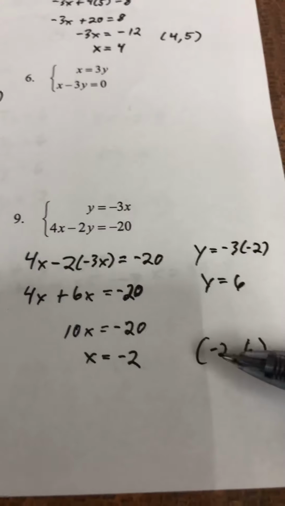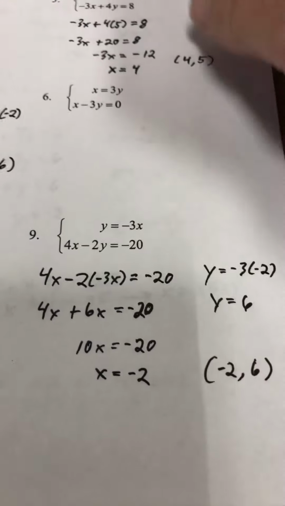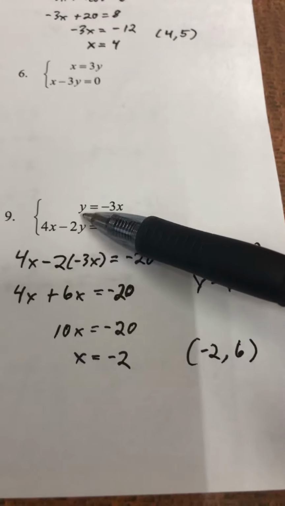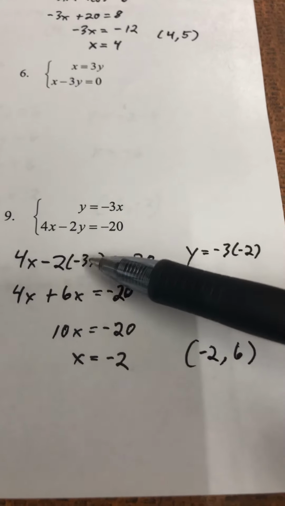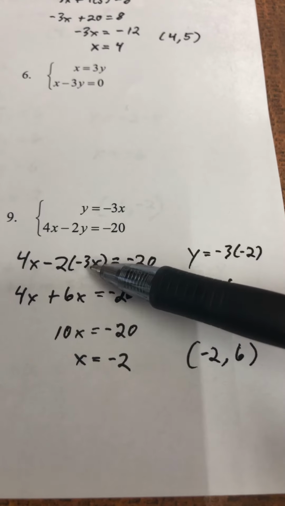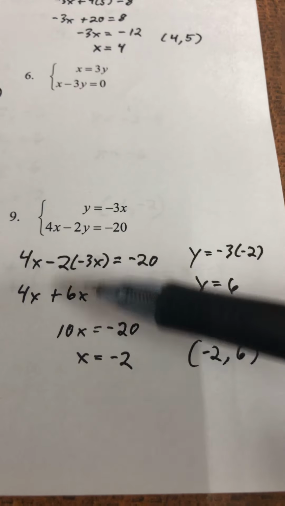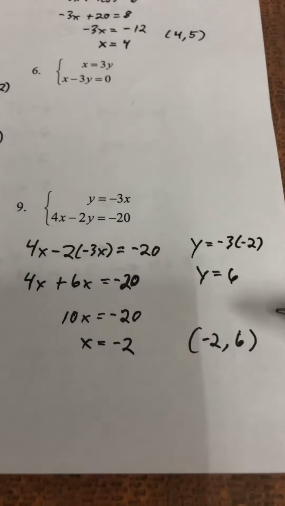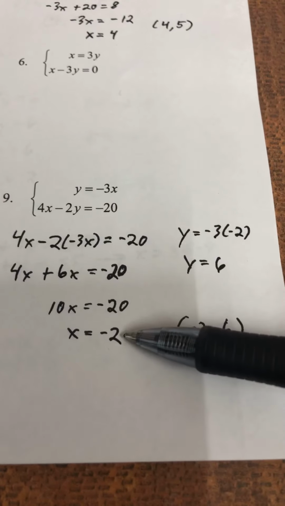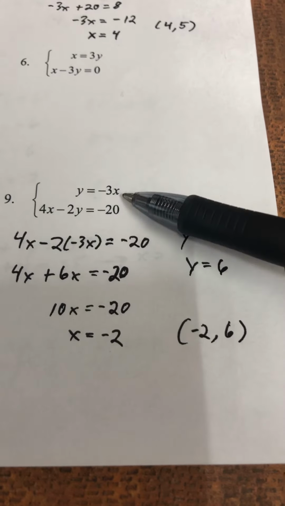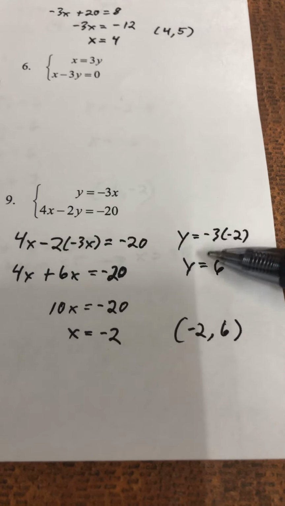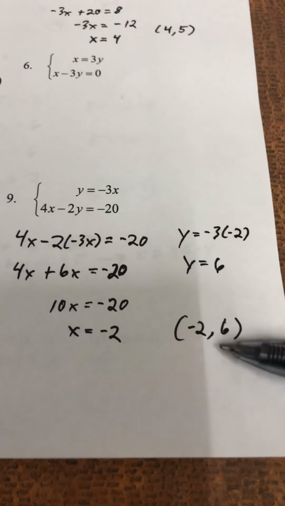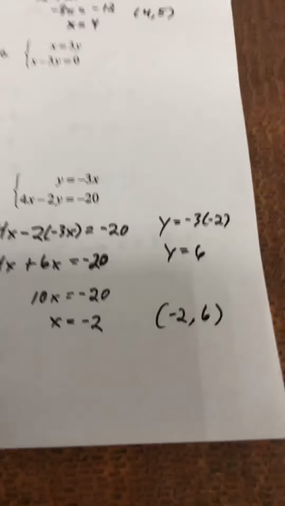For number 9, you could pause this and slow this down as much as possible because I know I'm going through it rather quickly. My y value is negative 3x. I plug that in for my y right here. I solve for x, I get negative 2. You can see how I work that out. Now that I know my x is negative 2, I plug that in for my x to figure out what my y is. It's negative 3 times negative 2 once again, and it is 6. So I have negative 2, 6 as my answer for number 9.